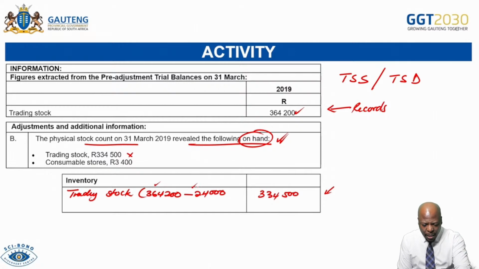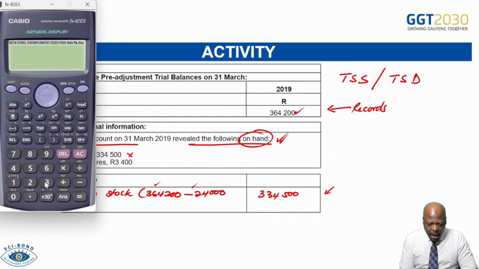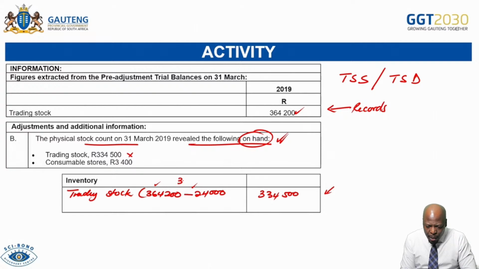Let's see how much that difference is going to give us. So if I say 364,200, remember we subtracted the 24,000 like that. The difference would therefore be 340,200. That is, if I consider this amount and that 24. So according to business records, we must be having stock, which amounts to 340,200.